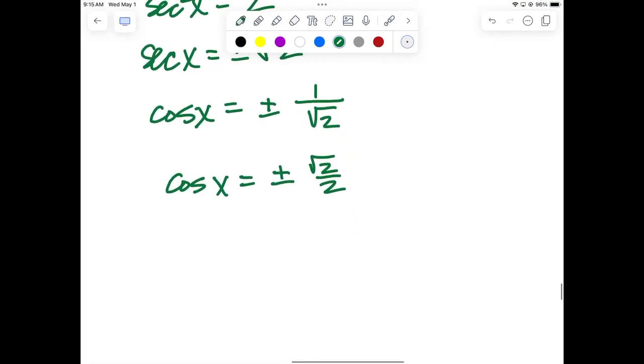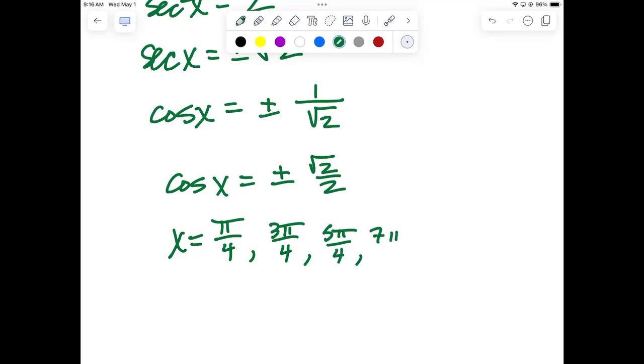Where is cosine equal to plus or minus square root of 2 over 2? It's all your pi fourths angles, right? Because it can be positive or negative. So let's just walk around the unit circle. Pi fourths, quadrant 1. 3 pi fourths, quadrant 2. 5 pi fourths, quadrant 3. And there's your 7, Brady. 7 pi fourths, quadrant 4.